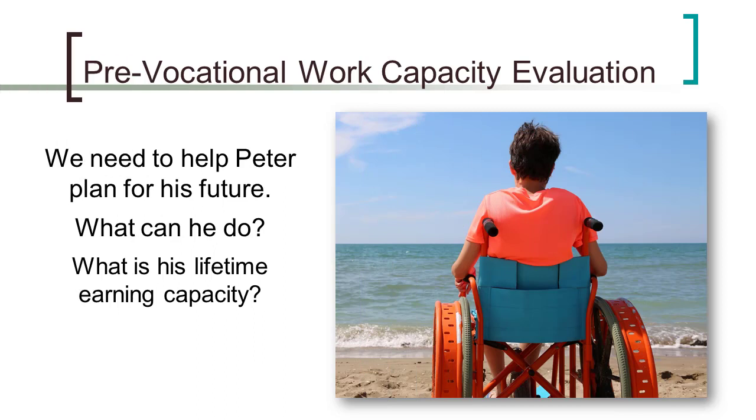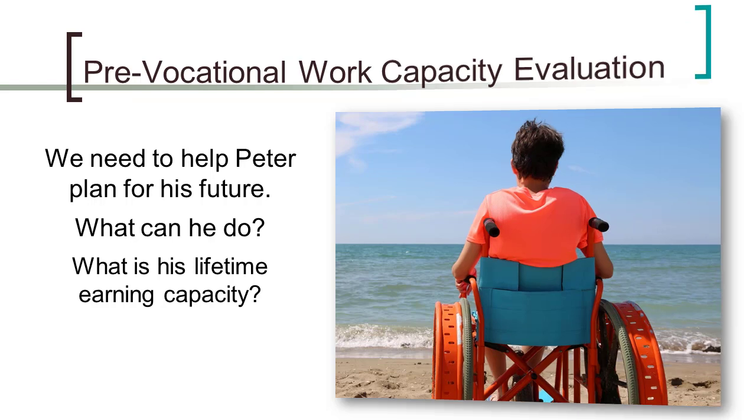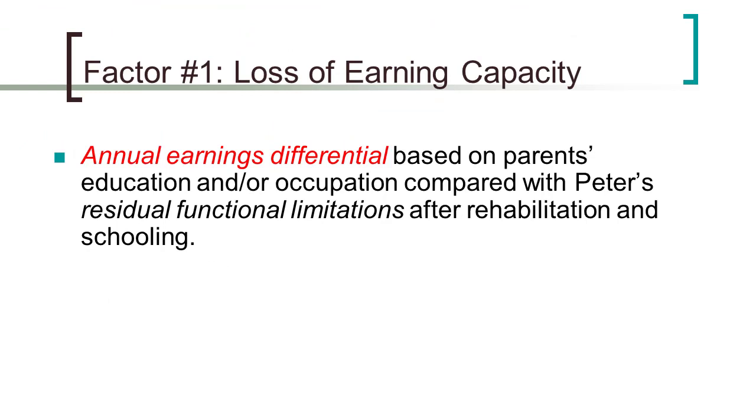So let's close this out by showing you what we do with our pre-vocational work capacity evaluation. We need to help Peter and his family plan for his future. We need to identify occupations that he should consider and what he will need to be successful. And finally, we need to take a look at how his success will affect his earning capacity. First, let's consider Peter's likely annual earnings. When we have two parents with established careers, all other things being equal, the simplest approach is to consider the average of their occupations as a reasonable pre-injury expectation. This isn't always the case, but it made sense with Peter.